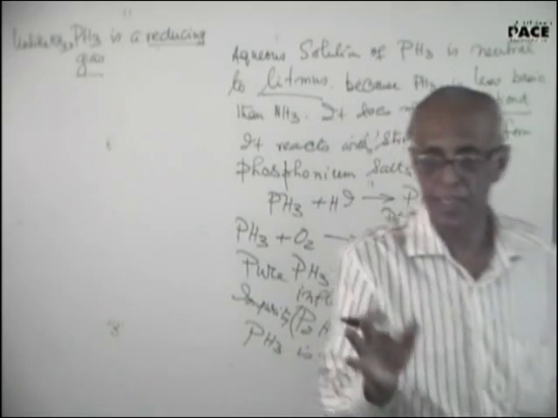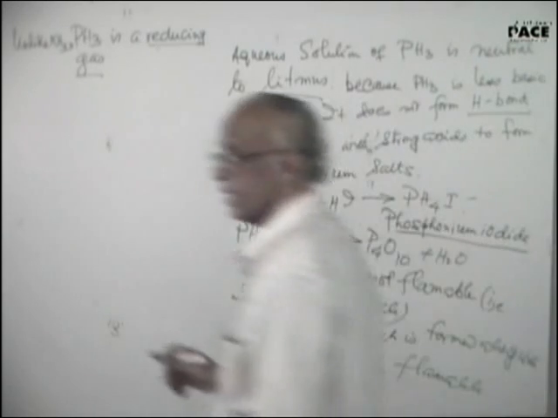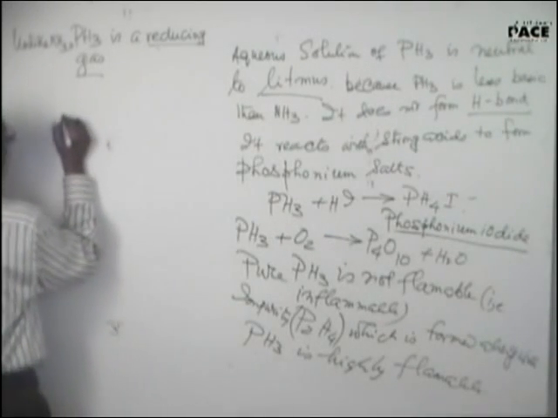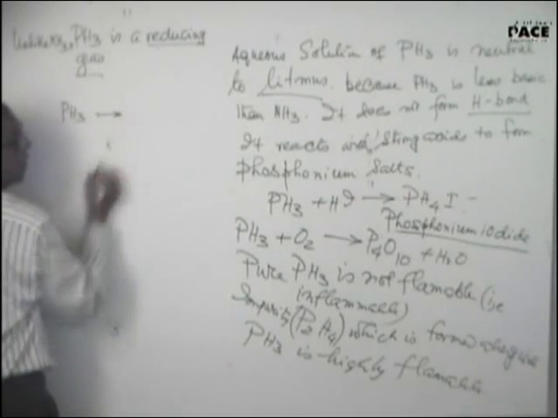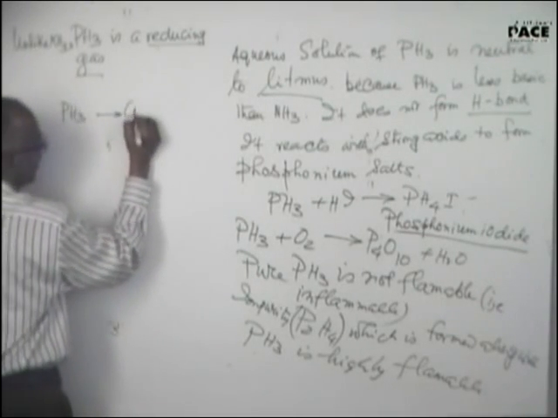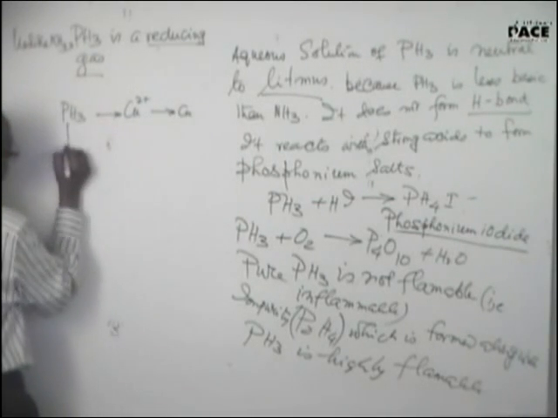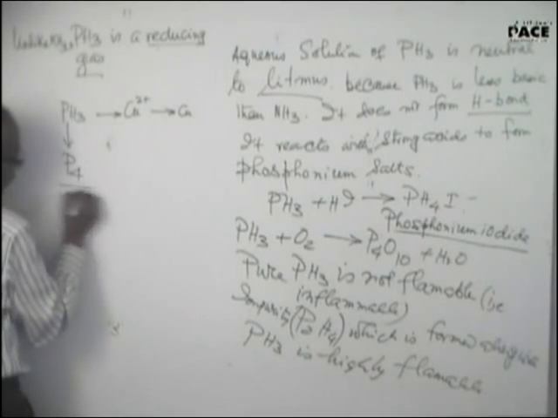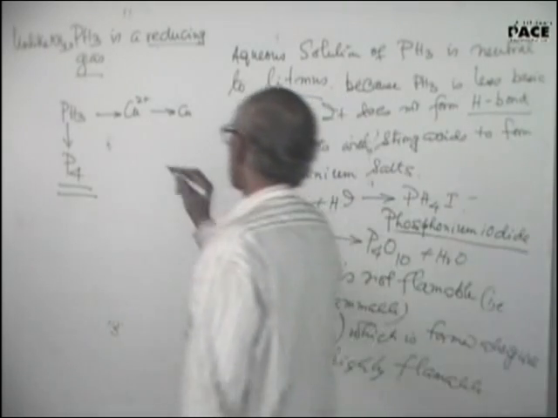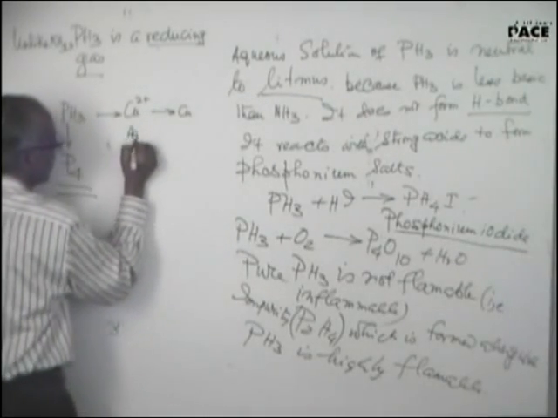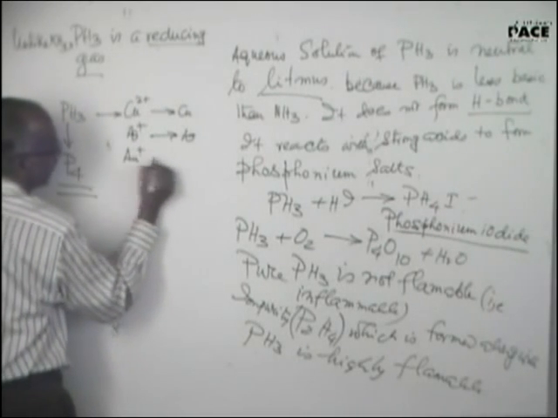Ammonia is not reducing, but phosphine is a reducing gas. Phosphine reduces copper 2 to copper and gets oxidized to phosphorus. So it reduces copper 2 to copper, silver plus to metallic silver, gold plus to metallic gold.